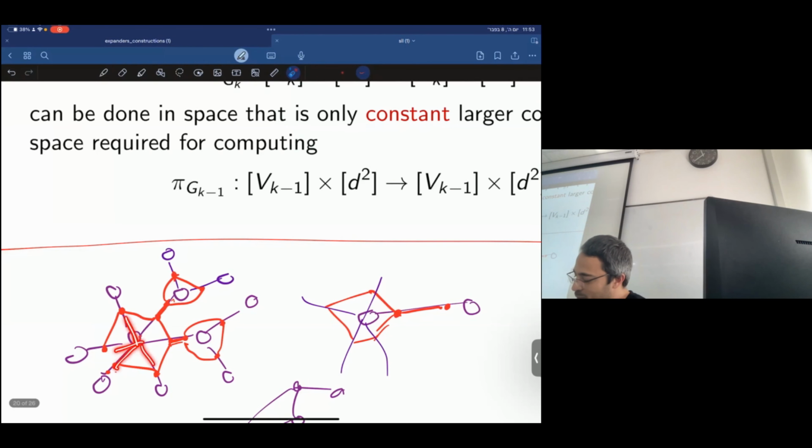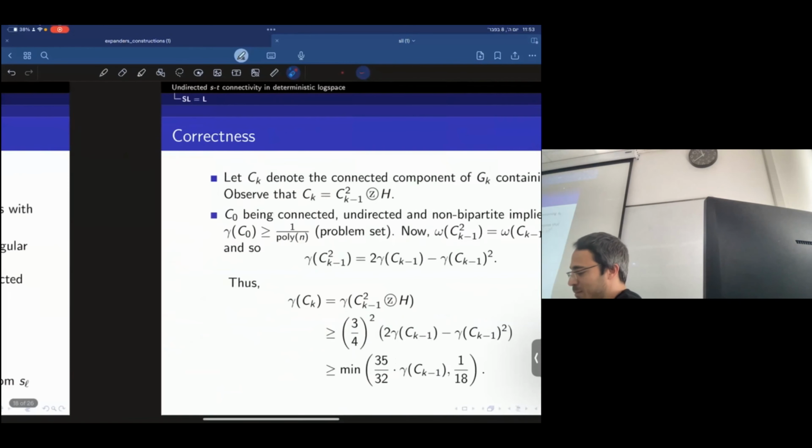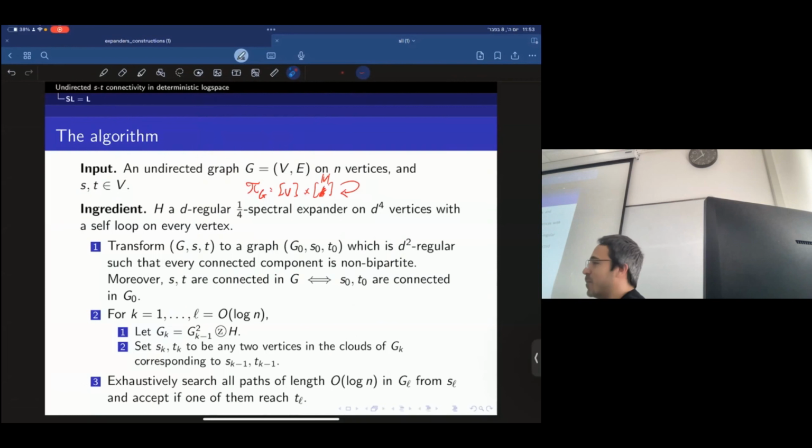You replace the star with a cycle. This, by the way, is probably a worse expander than you started with, but it doesn't really matter. If you start with an expander, this is usually not a great expander, at least if you use the bounds. So that's the first step.